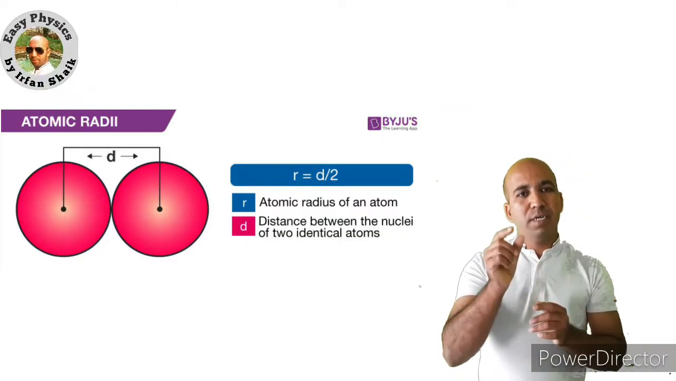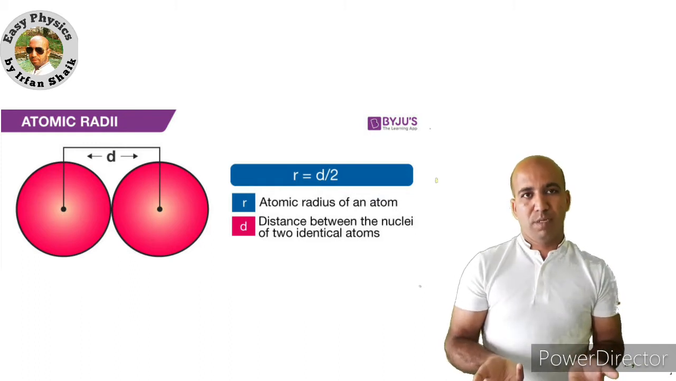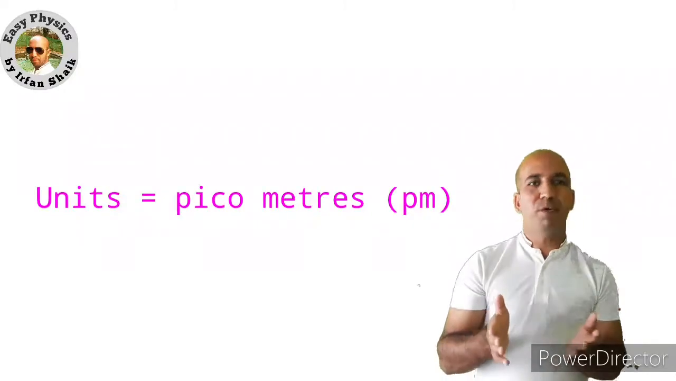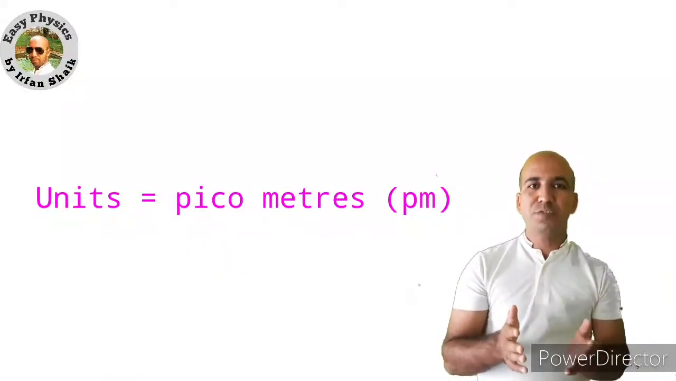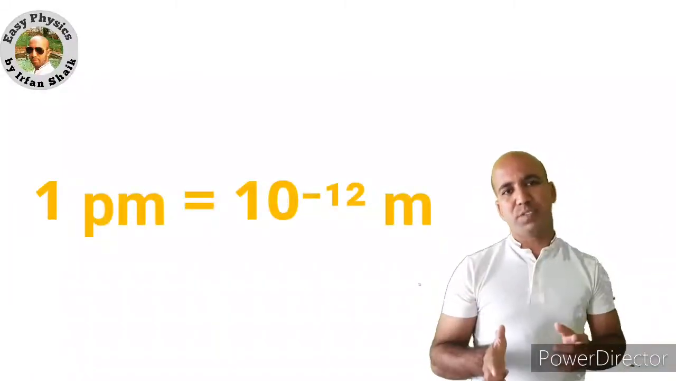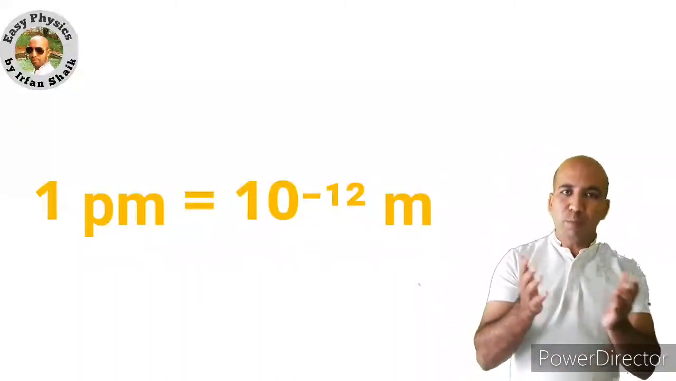We know that atom is the smallest particle which we cannot see with our naked eyes. And the atomic radius is too small a distance, so we cannot see this distance. That's why the units which we are using to measure the atomic radius are picometers. What is a picometer? One picometer is equal to 10 to the power of minus 12 meters. That is too small a distance. Because the atomic radius is a very small distance, we are using these small units, that is picometers.